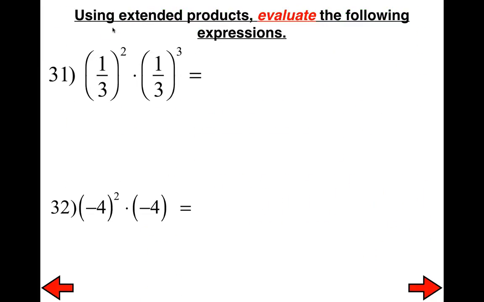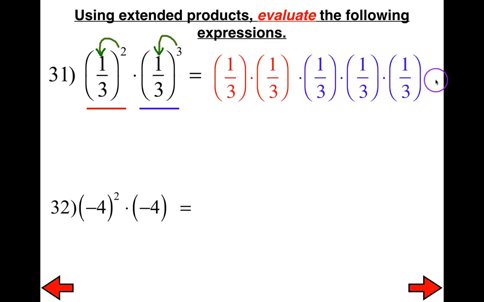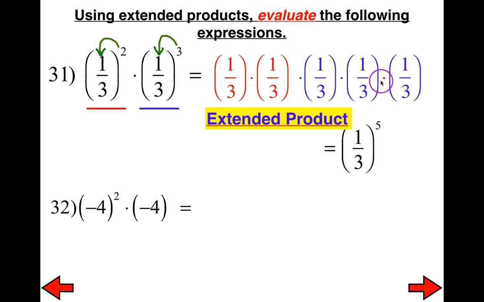Okay. Let's read the instructions here. It says, using extended products, evaluate the following expression. So now, not only are we asked to extend it, we actually are asked to multiply everything out. Okay, so for number 31, what is being squared? Okay, it's a 1/3, so we're gonna write 1/3 two times. Here, what's being cubed? It's a 1/3, so I'm gonna go ahead and write that 3 times. So just to simplify this, I would say 1/3 was repeated 5 times. So I would write that as 1/3 to the fifth. But if they asked me to evaluate this, which they did, I need to multiply it all out.